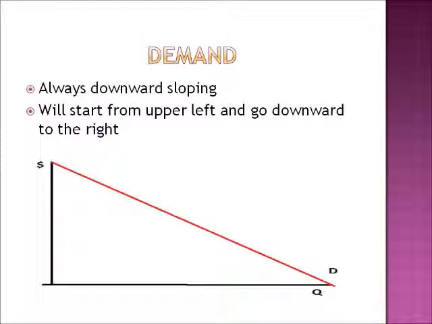First off, we're going to cover the fundamentals of demand. Demand is downward sloping due to its inverse relationship between price and quantity. And remember that price is the vertical axis with a $, while quantity is the horizontal axis with a Q. Its inverse relationship means that the higher the price, the less quantity demanded, and the reverse is true. The lower the price, the more quantity demanded.